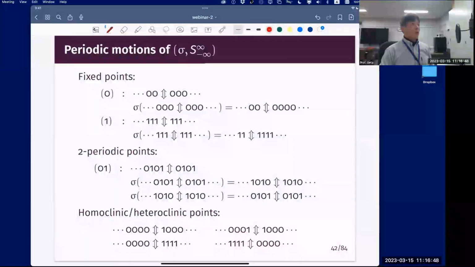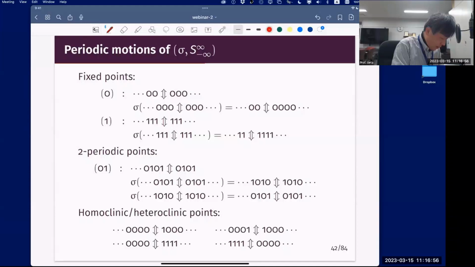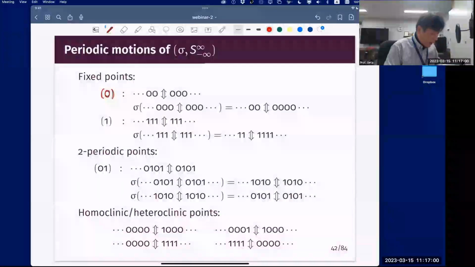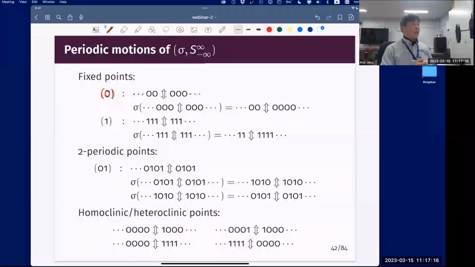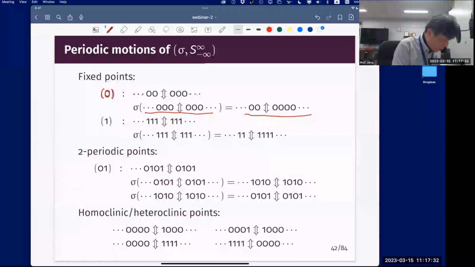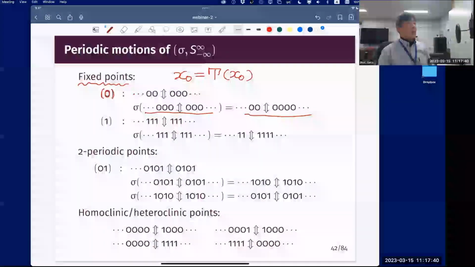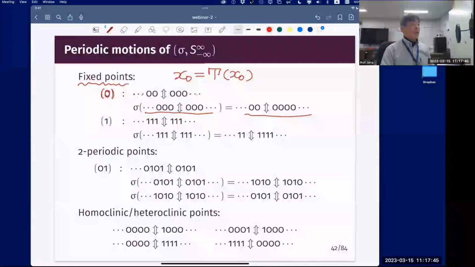Let me check some more concise examples. We just defined the basic sequence. 0 in parentheses means repeating 0 infinitely many times. All bits are 0. If we apply the shift map sigma once to this sequence, all of them are 0. Unchanged. All bits are shifted to the right, but nothing changed. In this sense, it corresponds to the fixed point. Fixed point means x0 equals T x0. Apply T to x0, and you have x0 itself.